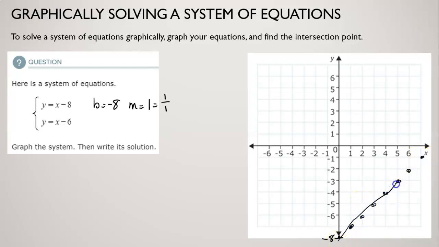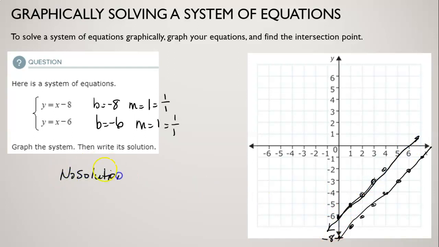That's one line. This one has a y-intercept of negative 6 and a slope of 1. I want you to notice that these have the same slope, which means these are going to run parallel to one another if I graph them correctly. If they have the same slope and run parallel to one another, then you would say no solution. If you're writing this on your paper, then you would use a circle with a line through it.